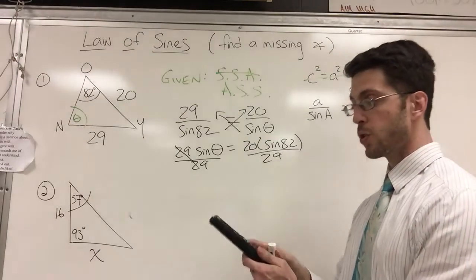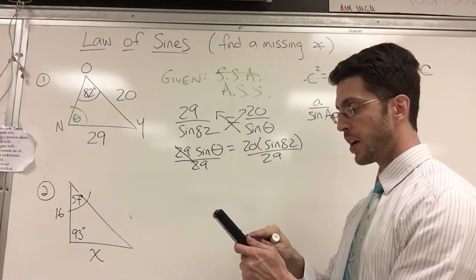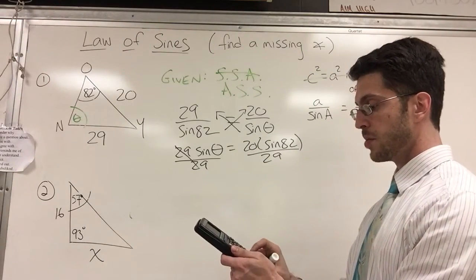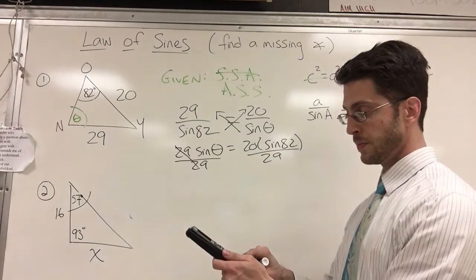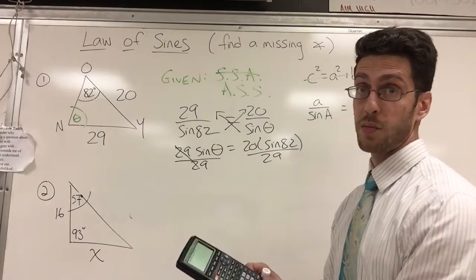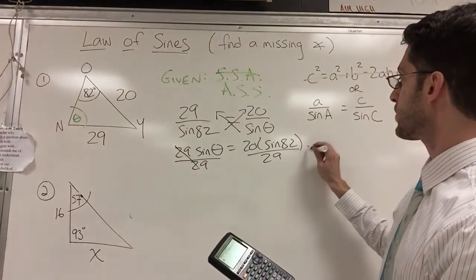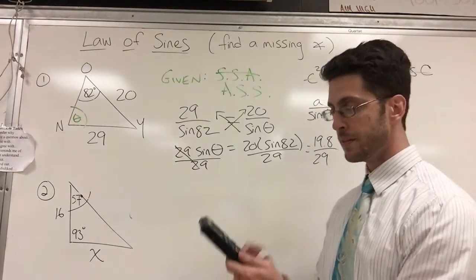Make sure you're in degrees. Hit mode, make sure your mode is in degrees. And then you're going to just hit what you see. 20 times sine 82. I'm going to close parentheses just to be safe. And I get 19.8. I'm going to divide that by 29.